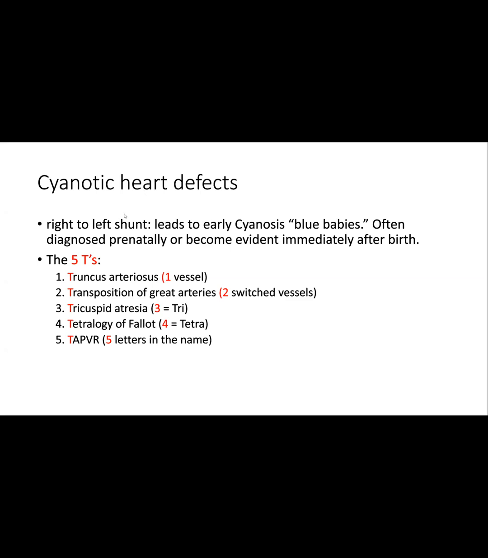And cyanotic heart defects basically means that there's a right to left shunt, and it leads to early cyanosis, which I again mentioned. It produces blue babies. And usually it's diagnosed prenatally, and it becomes evident immediately after birth. And there are 5 different defects that are associated with cyanotic heart defects.